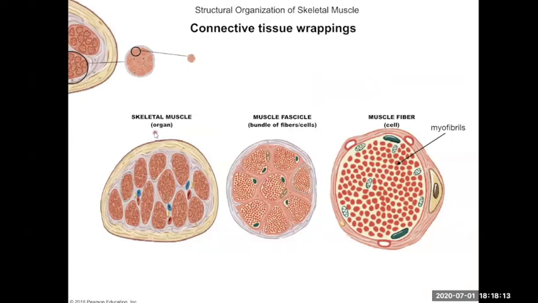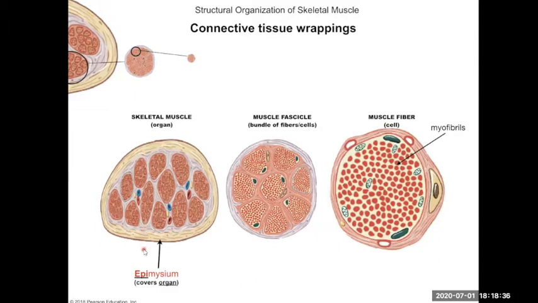And this is scaled up a little bit. Here's the actual, a little more to scale right here. But you've got the organ, which is going to be covered by epimysium. You can just consider any of these connective tissue layers fibrous connective tissue. It's dense, irregular, or loose connective tissue. Don't worry about that. It's just fibrous connective tissue.